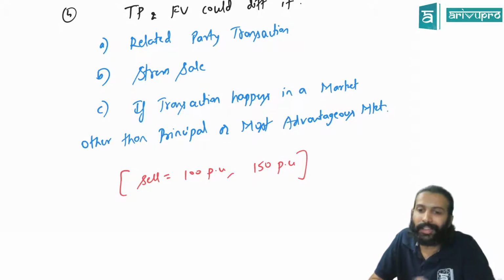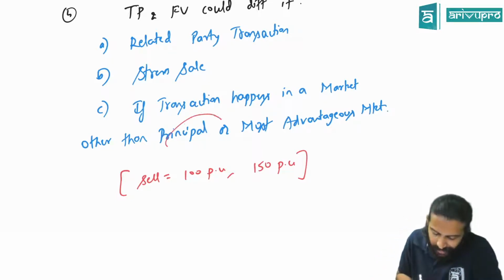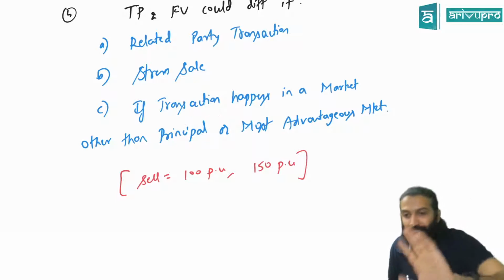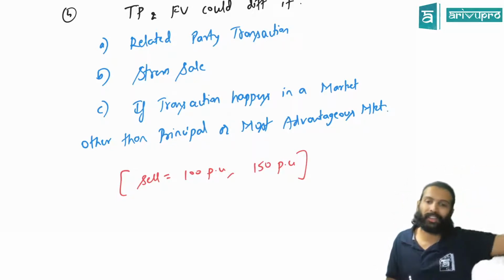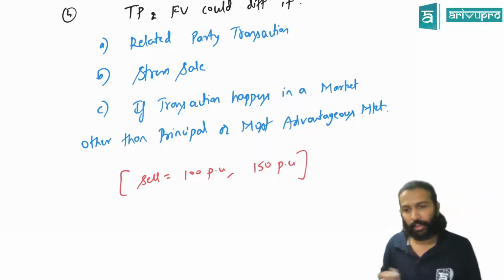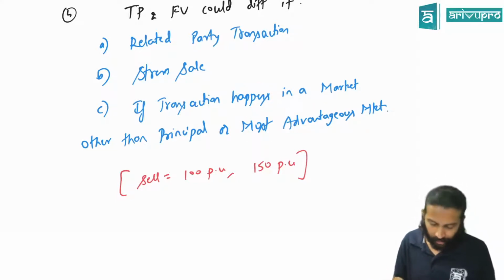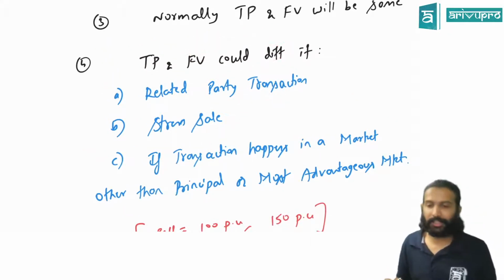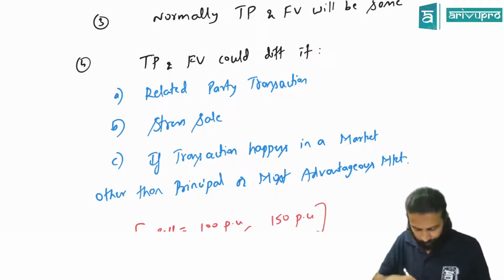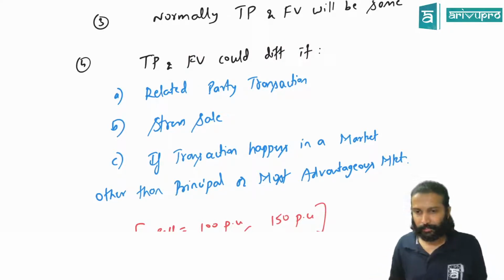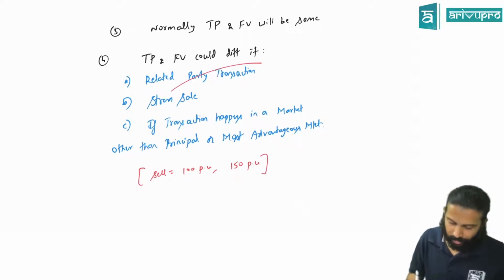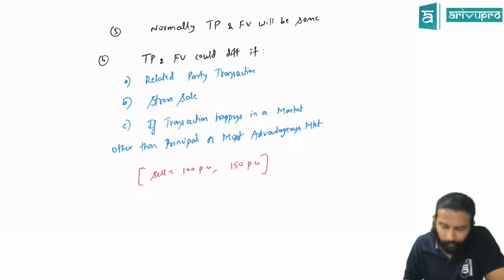So there is a difference. Why is there a difference? Because you are not transacting in the principal or most advantageous market. You are transacting in an altogether different market, that is the retail market. So if you are transacting in any market other than the principal or most advantageous market, it is possible that fair value and transaction price could be different. That is an example. Easy now? Got it? Under these circumstances, it could vary.